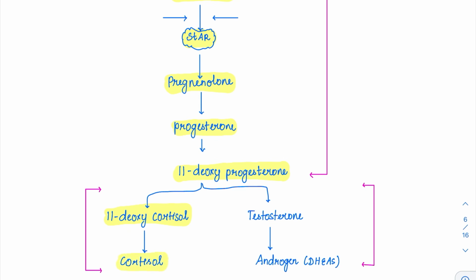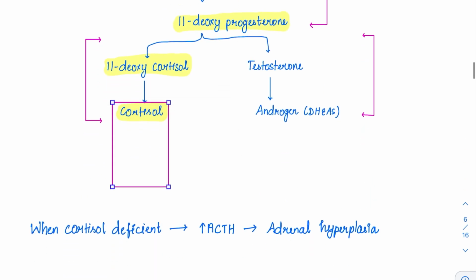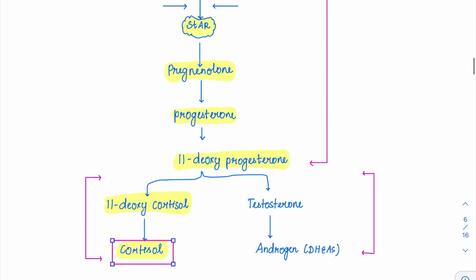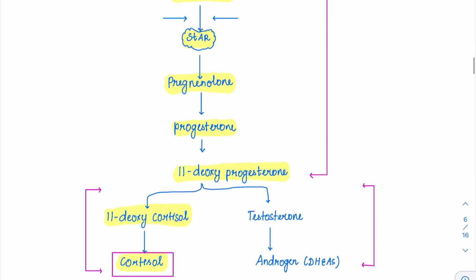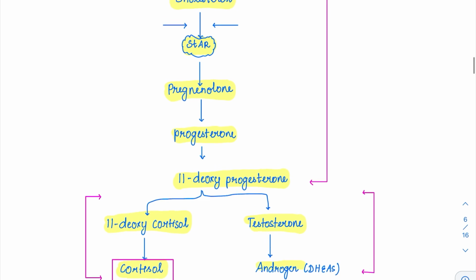This cortisol is very important. I will tell you in some time what its importance is here. Coming to the other side of the pathway, there is production of testosterone. And testosterone can get converted into a more active form, dihydroepiandrosterone, which is the most active form of testosterone. So these are the substances produced from this pathway.